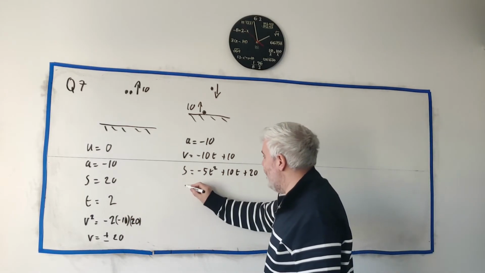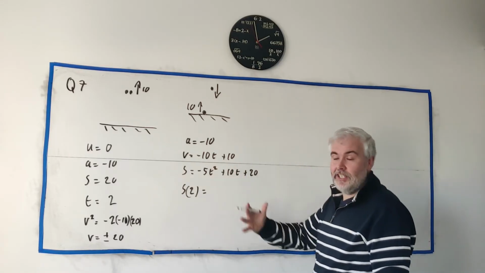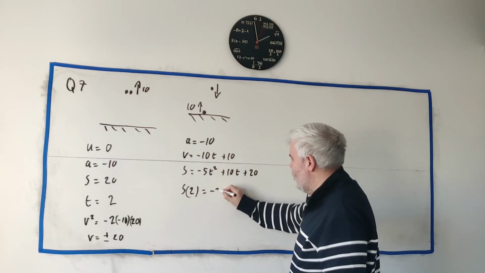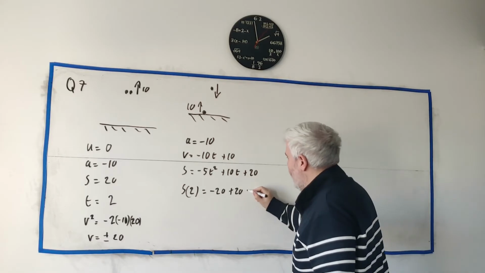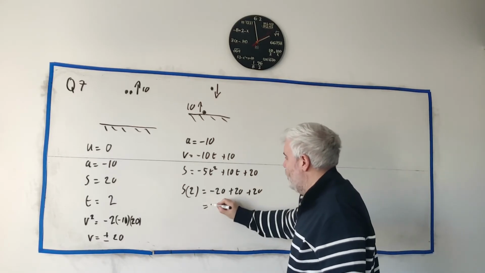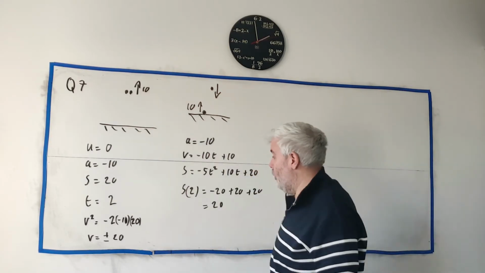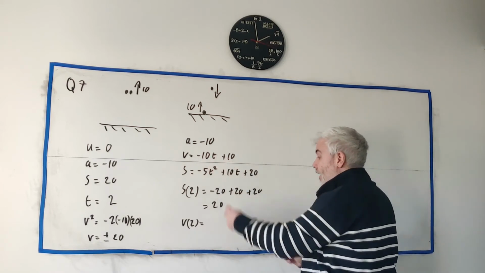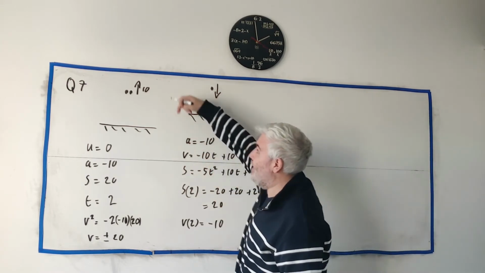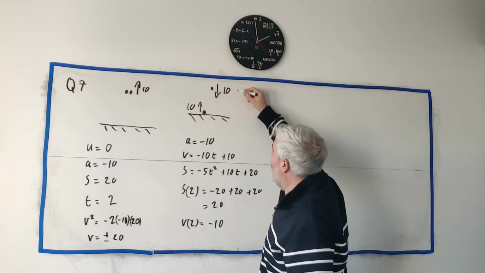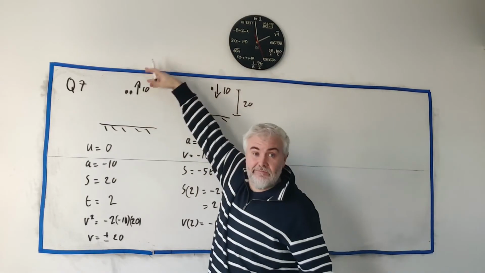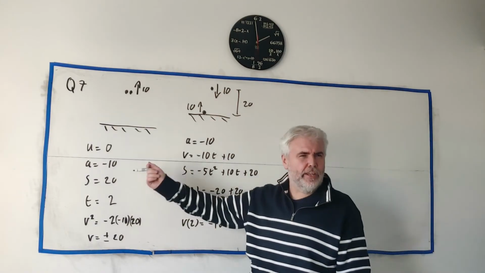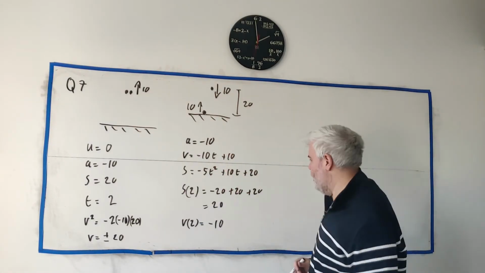So I'll find S2, his displacement 2 seconds into the future. Minus 5 times 4 is minus 20, 2 times 10 is plus 20, and plus 20 equals 20. He's at the same place he was before. What speed is he going? V2 is minus 20 plus 10. That's minus 10. He's going down. So here's Q. He's going down 10 and he's 20 up in the air. He's actually just reached the same point again. Maybe there's a nice trick to know that. I'm missing it if there is.